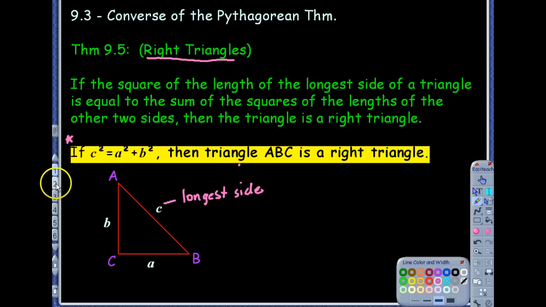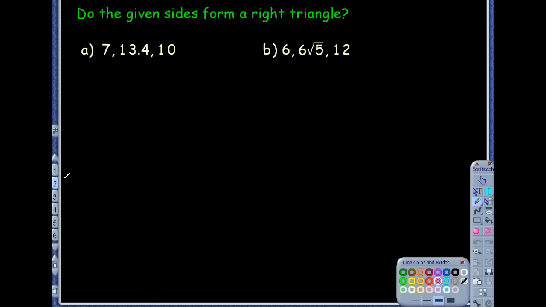Sounds easy enough. All right, so the first question says, do the given sides form a right triangle? So let's go along with the logic that we just laid out for you. Looking at this first example, if this was a right triangle, which side would be the hypotenuse? The longest side, so it would be 13.4. But we don't know it's a hypotenuse yet. We're just saying if it was a right triangle, that would be the hypotenuse. That's what we're trying to find out: is this a right triangle?